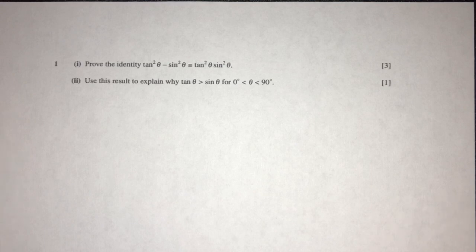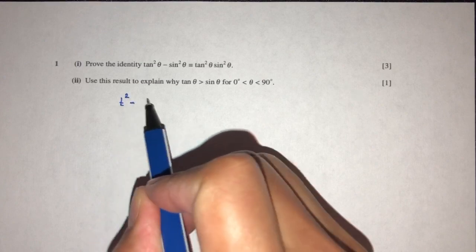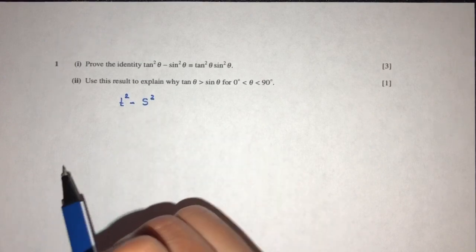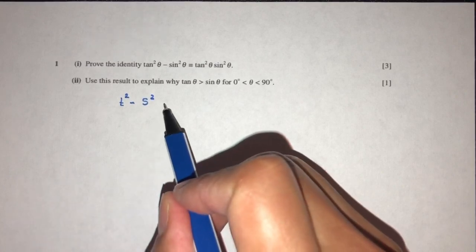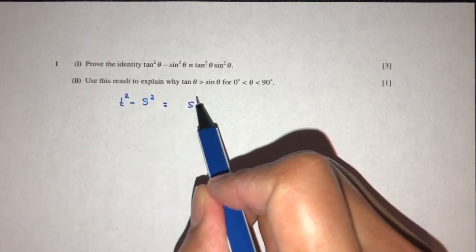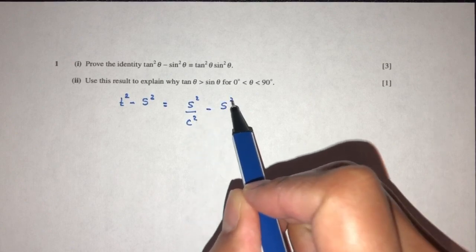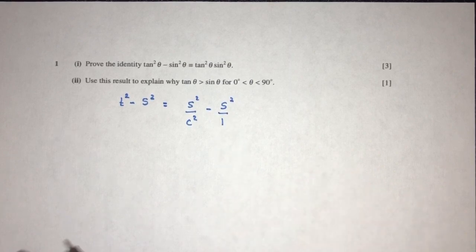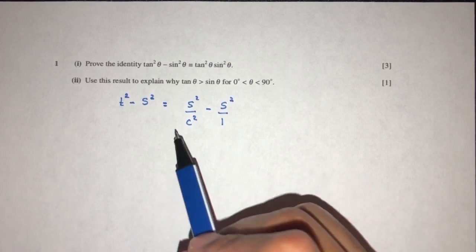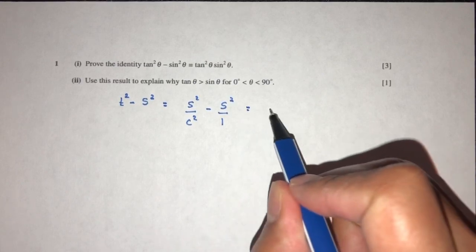So we have tan square theta minus sine square. Now we know tan, what is tan? Tan is actually sine over cos. So we can rewrite this as sine square over cos square minus sine square. Now what is sine square? Sine square is sine square over 1. So as you can see, we have two fractions and the bases are different. So the first thing to do is make them have the same base.